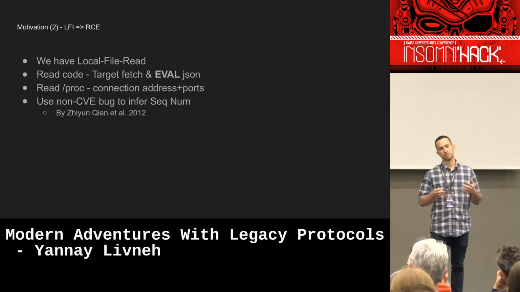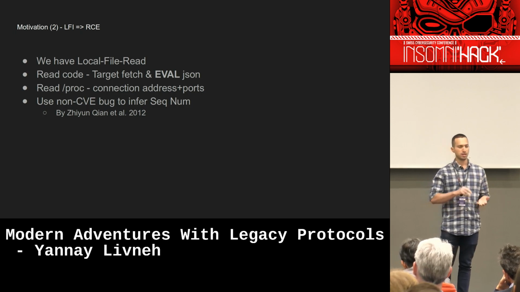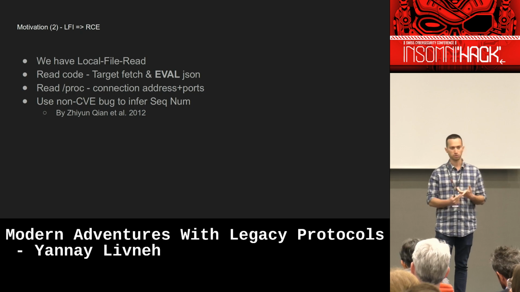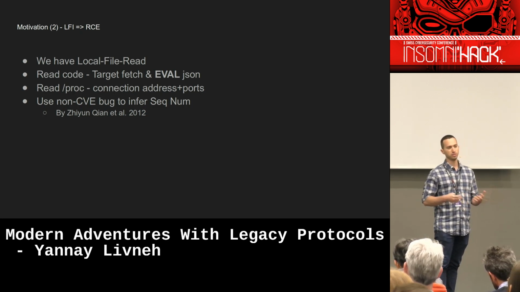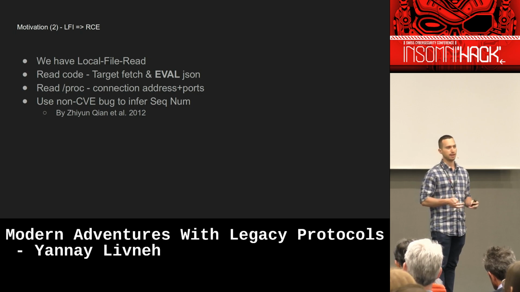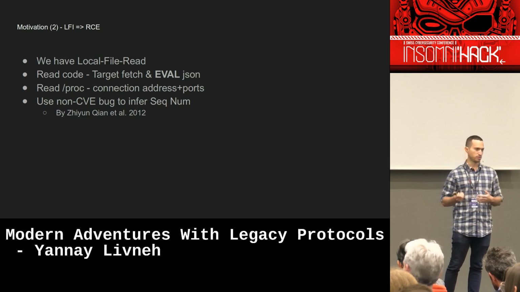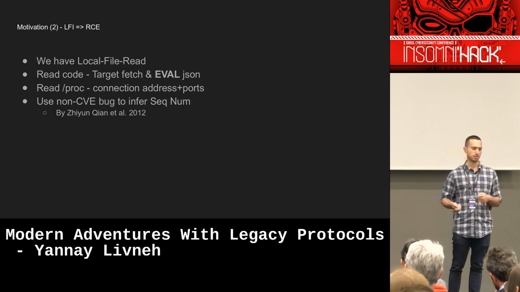I want to send data inside the TCP connection. I have to know 5 things. The source address, the destination address, the source port and the destination port of the connection, and something called a sequence number. And if I know all these things, I can send any data I want if I have IP spoofing capabilities. And to get all these things, I can read the proc file system. So this gives me the addresses and the ports.